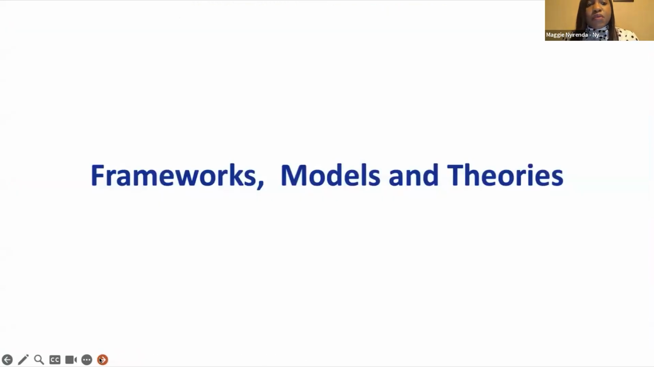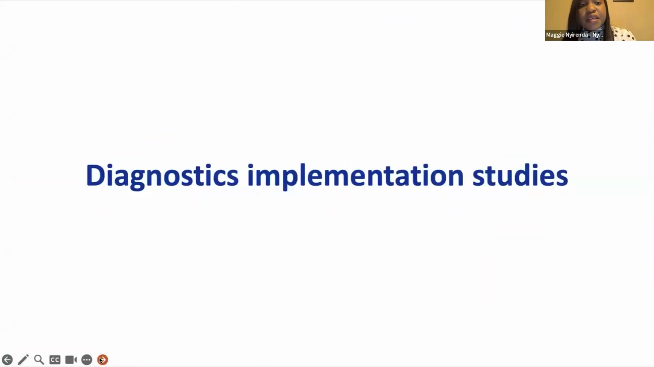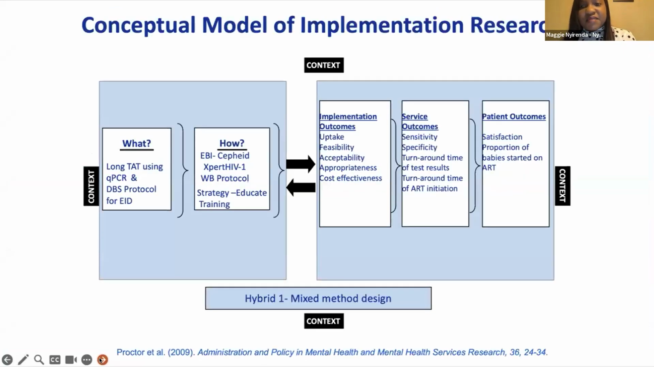So, next slide. I'll use the determinant and process models, next slide, in my talk. Next slide, sorry. This is just to show you what Eleanor had said.